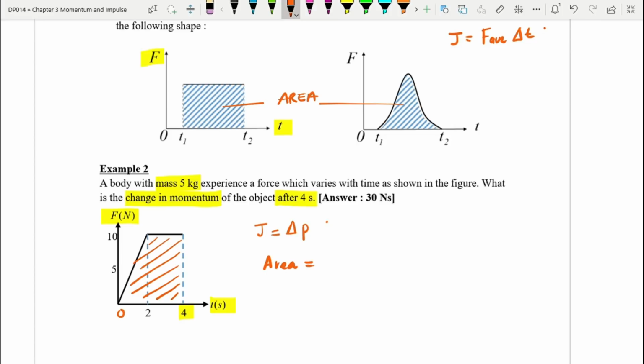So I will directly use the trapezium. The formula is half times the sum of the parallel sides times the height. The first parallel side, from 0 to 4, is 4. The second parallel side is 2. So plus 2, times the height, which is 10. So 4 plus 2 is 6, times 10, divided by 2, is 30. The unit for impulse is Newton second or kg m s^-1.